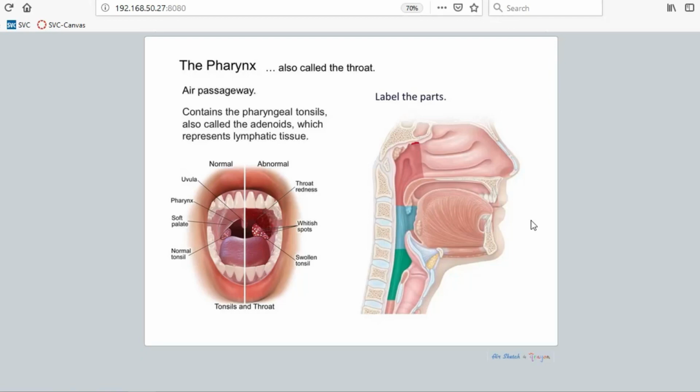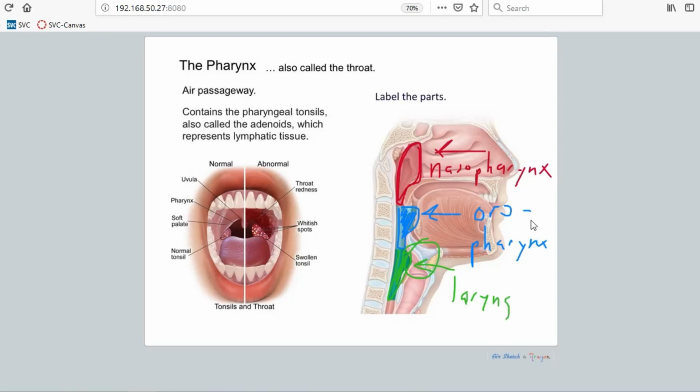So what we have here is the first part of the pharynx that's right in back of the nasal cavity. So that's called the nasopharynx. Then we have this part right back there, which is right back of the oral cavity. That's called the oropharynx. And then we have this third component, which is right in back of the larynx. So that is called the laryngopharynx.